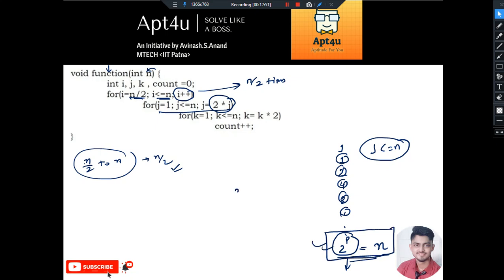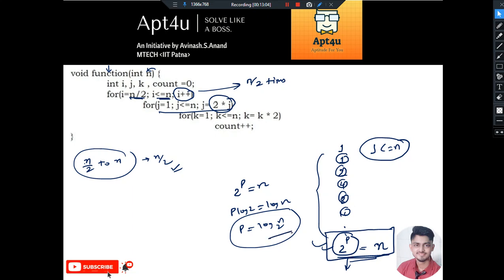So 2 power p is equal to n. Taking log on both sides, we get p log 2 is equal to log n. So p is equal to log n base 2. What does it mean? It means that the number of times it got executed was order of log n, so log n times. Getting the point? I hope you understood how we calculated that.